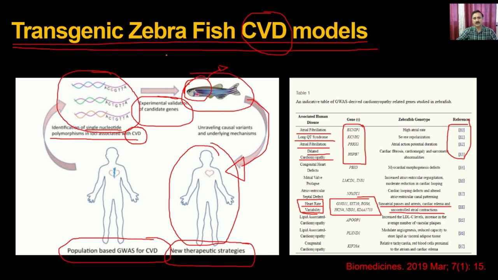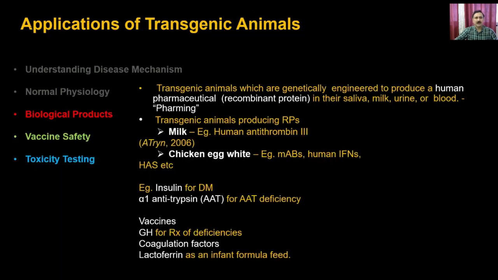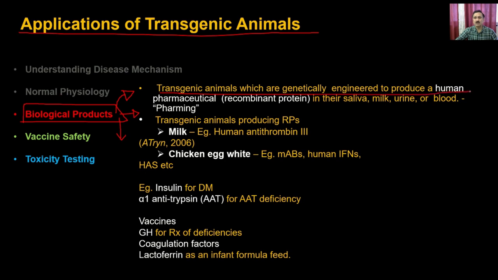So let's move on to the next topic. The next topic is that transgenic animals are also very good in terms of providing biological products. If you remember, when we were discussing transgenic pigs, transgenic cows and transgenic rabbits, we discussed how they were being used to produce different types of biological products. So transgenic animals are genetically engineered to produce human pharmaceuticals like recombinant proteins in their saliva, milk, urine, or blood, and that is called pharming.